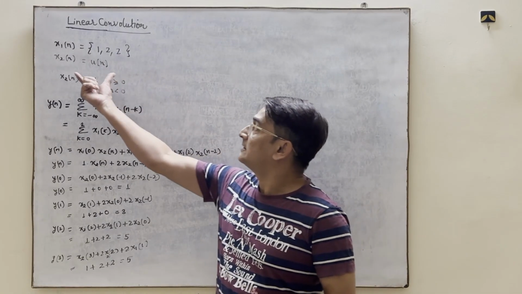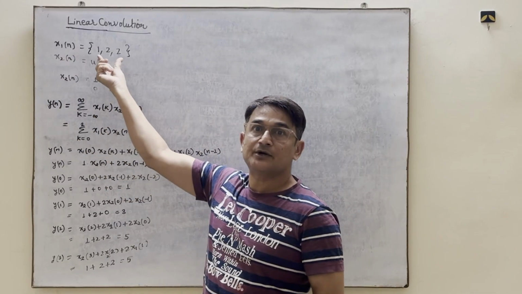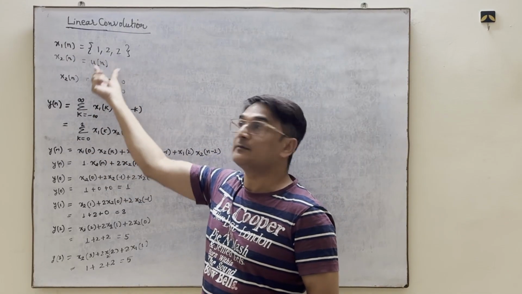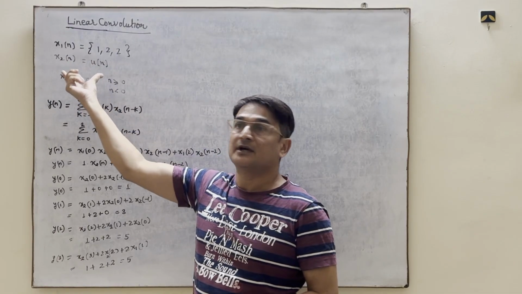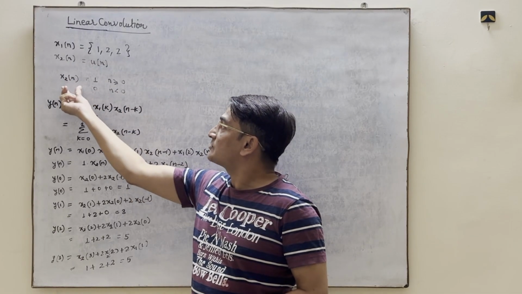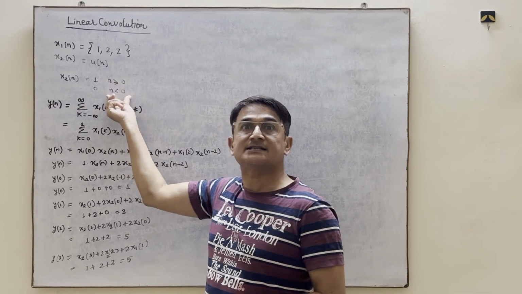Let us consider two sequences. One sequence x1n is 1, 2 and 2. That is, it is having only 3 elements. Another sequence x2n is un, which is a unit step function. Unit step function is what? x2 of n is equal to 1 for n is greater than or equal to 0, and it is 0 for n is less than 0.